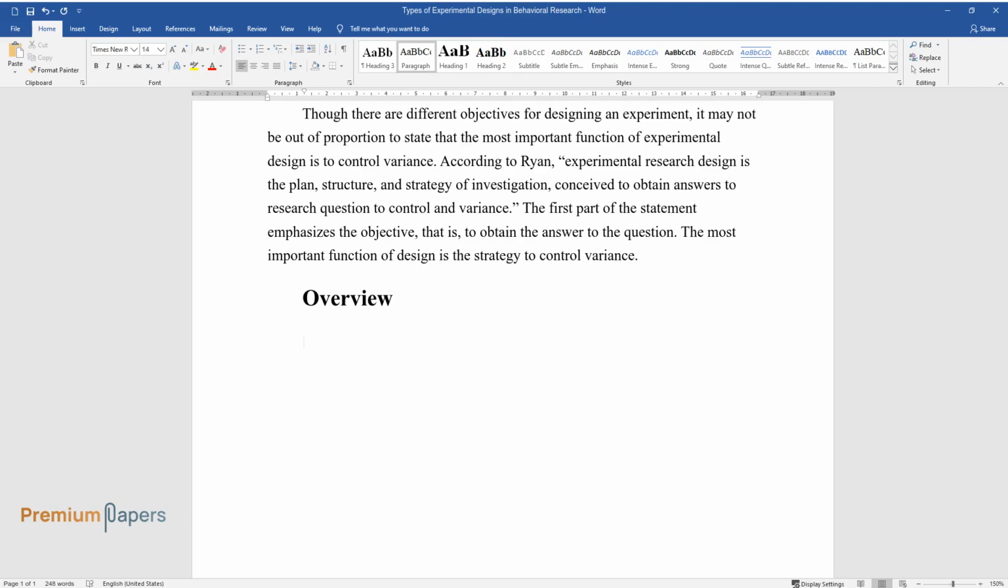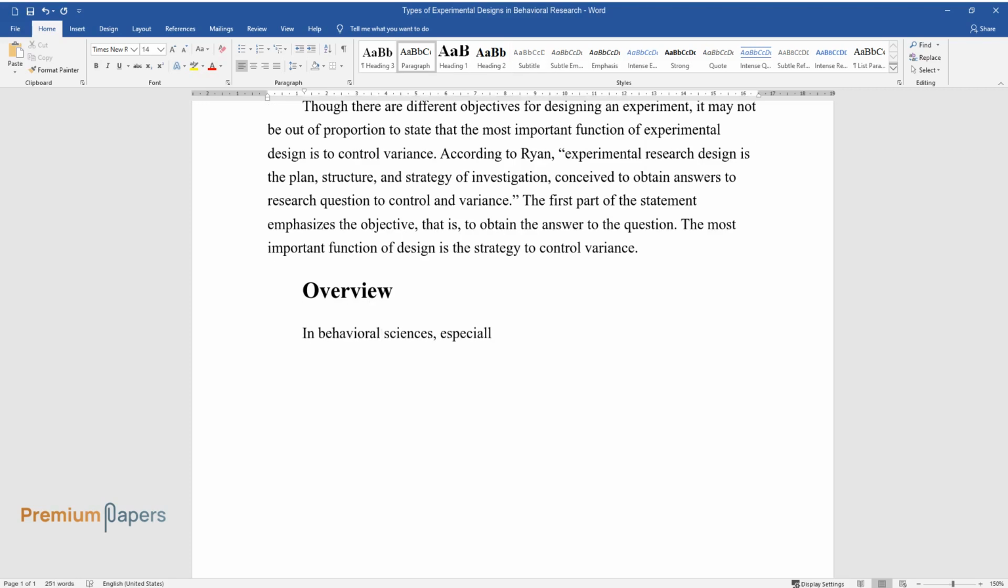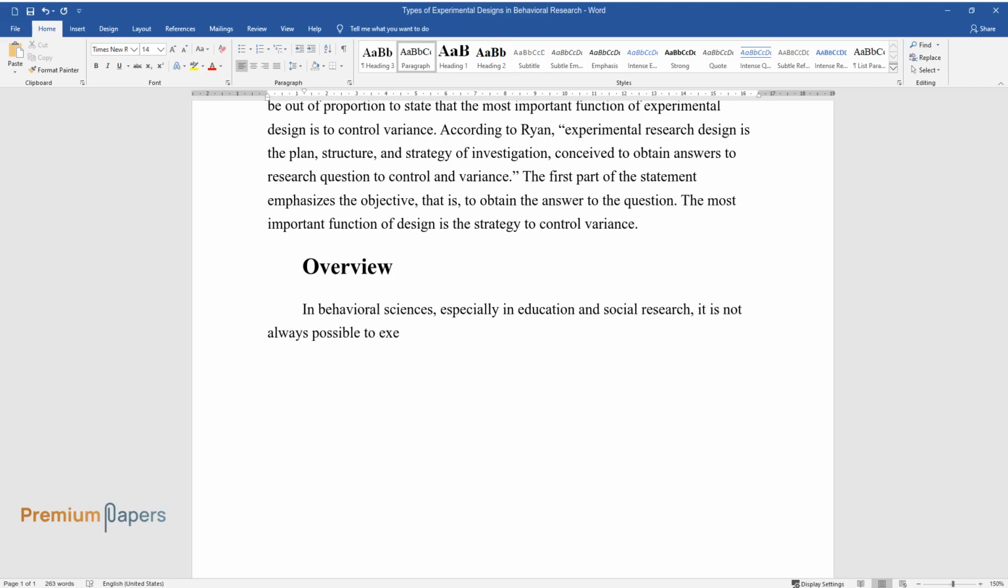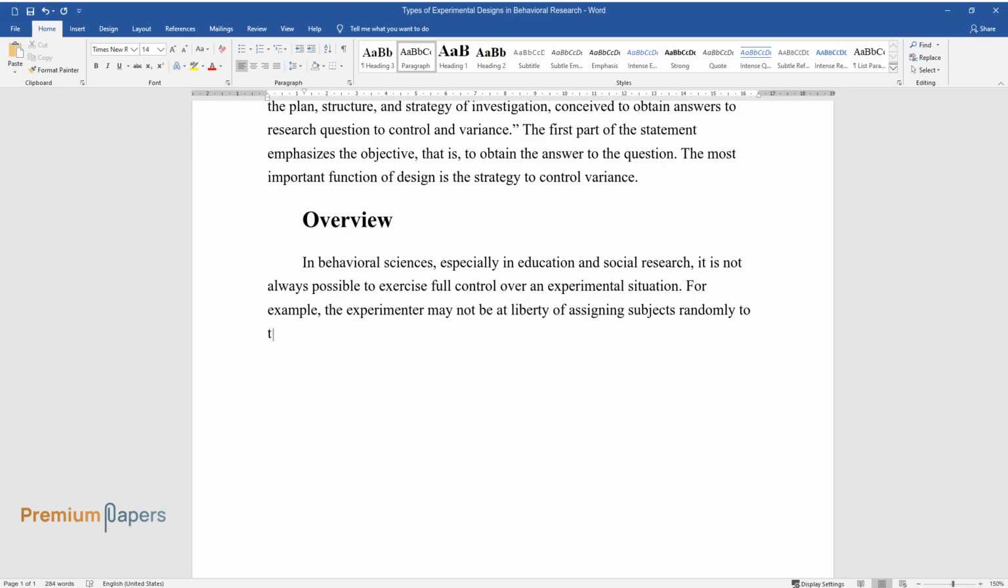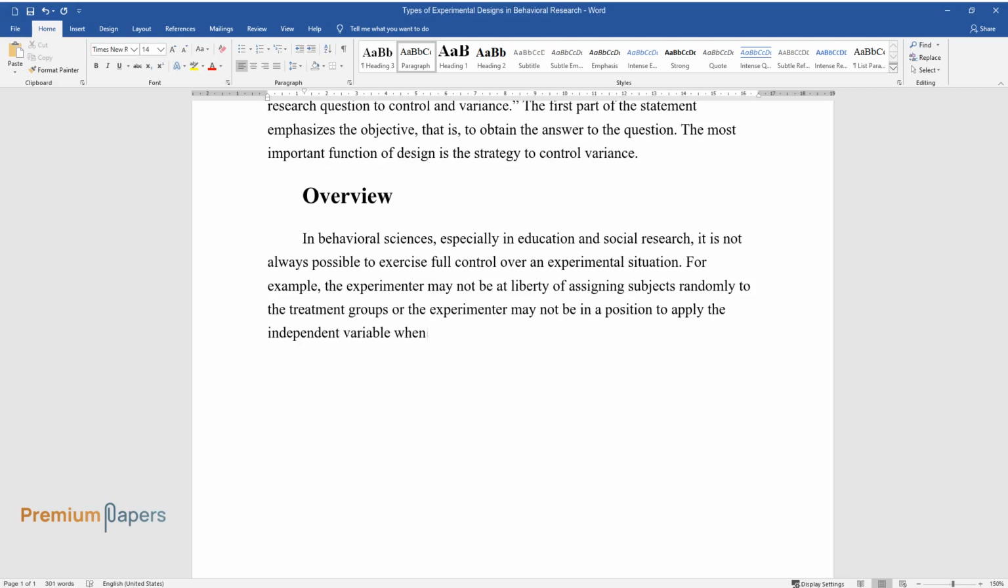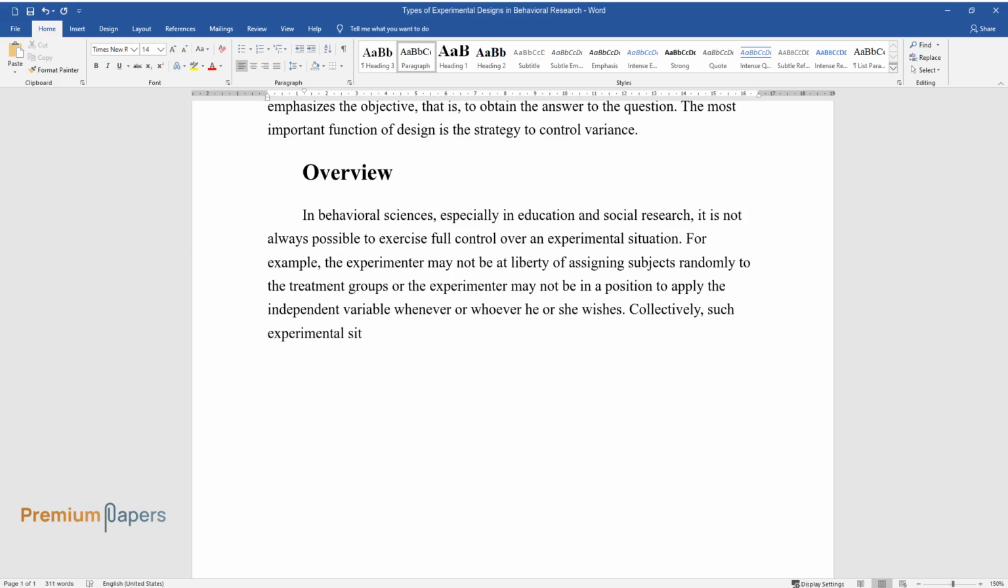Overview. In behavioral sciences, especially in education and social research, it is not always possible to exercise full control over an experimental situation. For example, the experimenter may not be at liberty of assigning subjects randomly to the treatment groups, or the experimenter may not be in a position to apply the independent variable whenever or to whomever he or she wishes. Collectively, such experimental situations form part of quasi-experimental designs.